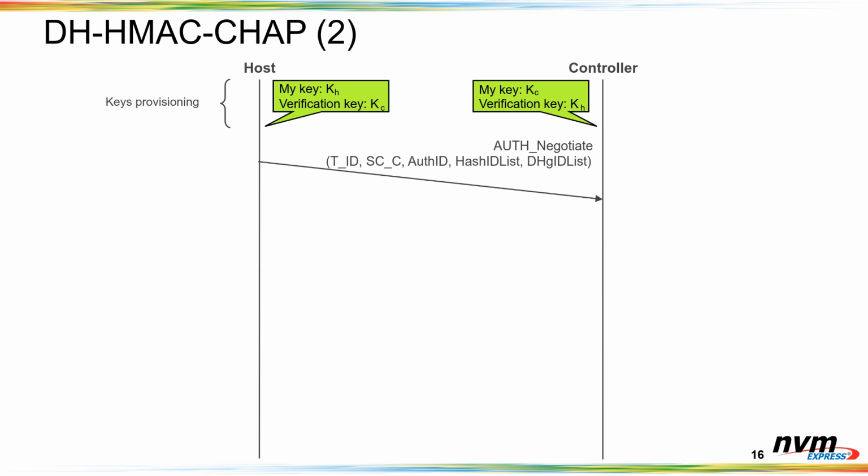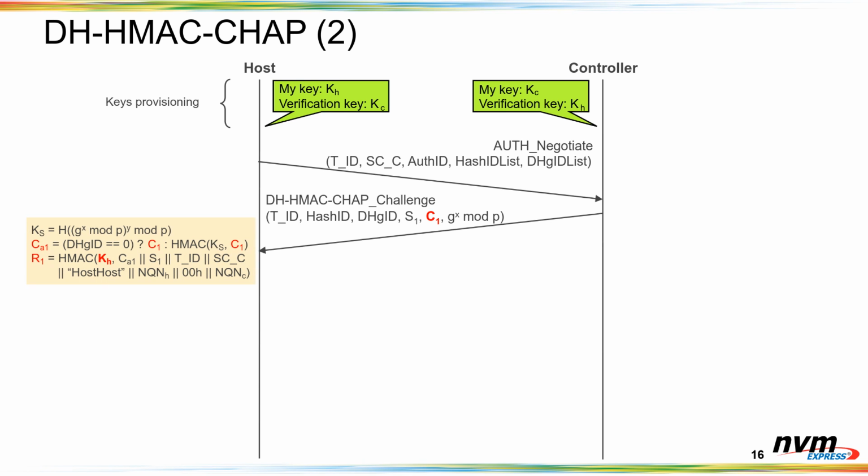First step, the protocol begins with an auth negotiate message, which basically sends a bunch of parameters to the controller, saying, hey, I would like to authenticate, we can use the DHMACH protocol, and I support this list of hashes, this list of Diffie-Hellman groups. At this point, the controller selects the hash that will be used, the Diffie-Hellman groups that will be used, and sends fundamentally the challenge C1 to the host and a Diffie-Hellman parameter.